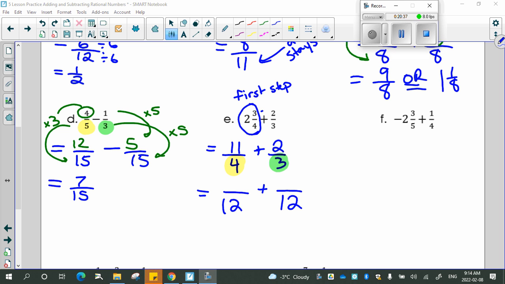Okay, what number did you get in the numerator once you change to 12? So that's 33. So 4 times 3, 11 times 3, awesome. And the other one? Oh, 8. 8. 3 times 4, 2 times 4.